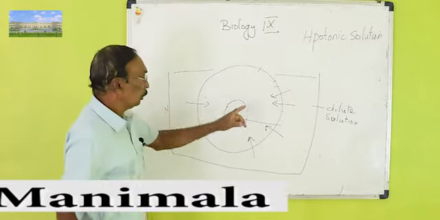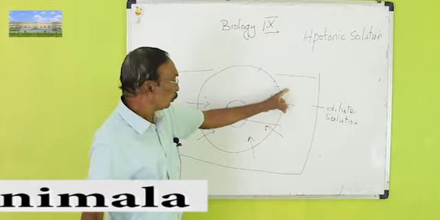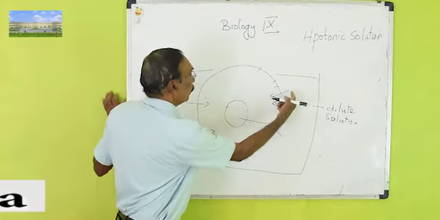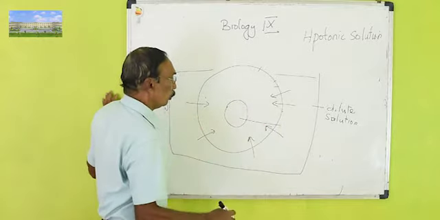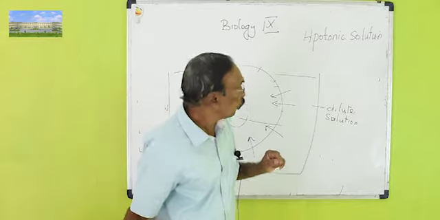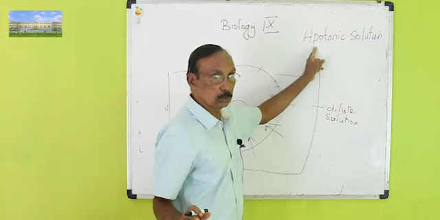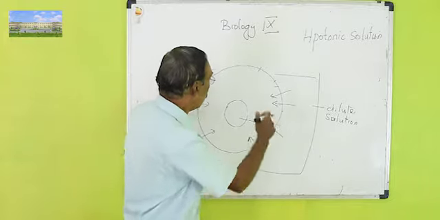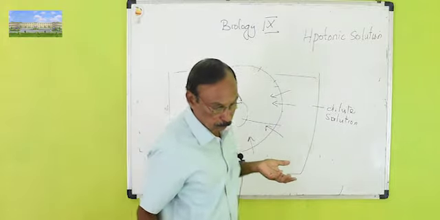If the solution is less concentrated, meaning more water, then the water will slowly enter into the other. This kind of solution is called hypotonic solution. A less concentrated solution outside the cell is called hypotonic. So after some time, the cell will swell up.